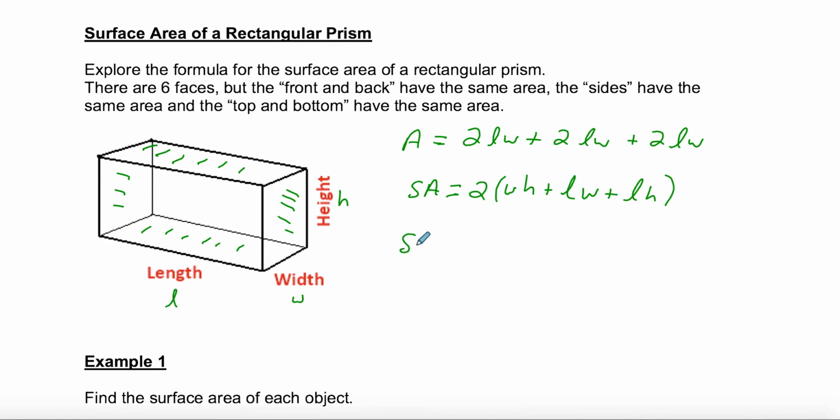Another way you might see this on your formula sheet is where the 2's are distributed. So 2 width height plus 2 length width plus 2 length height. And that's the formula that you'll see. So what I usually do if I don't have these labels, I would label a length, a width, and a height on my shape so I know which numbers to sub into the formula as I go.